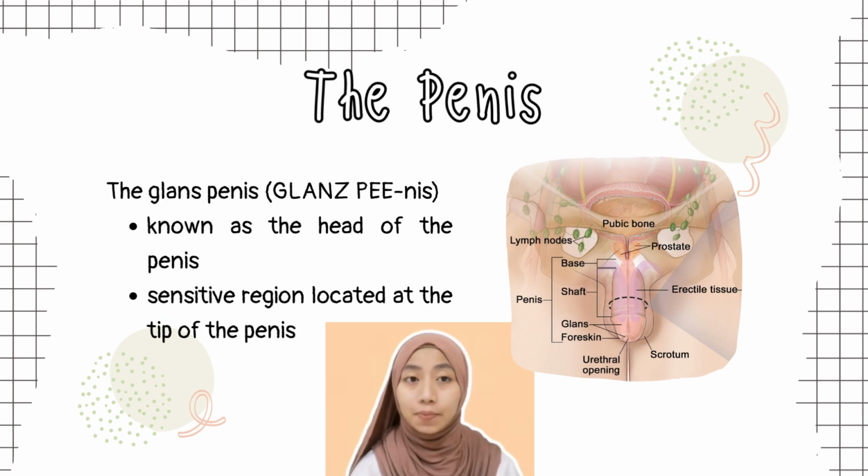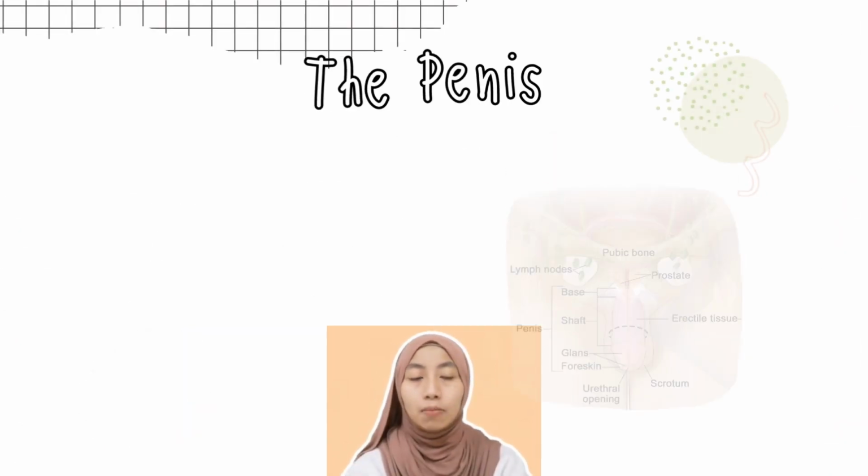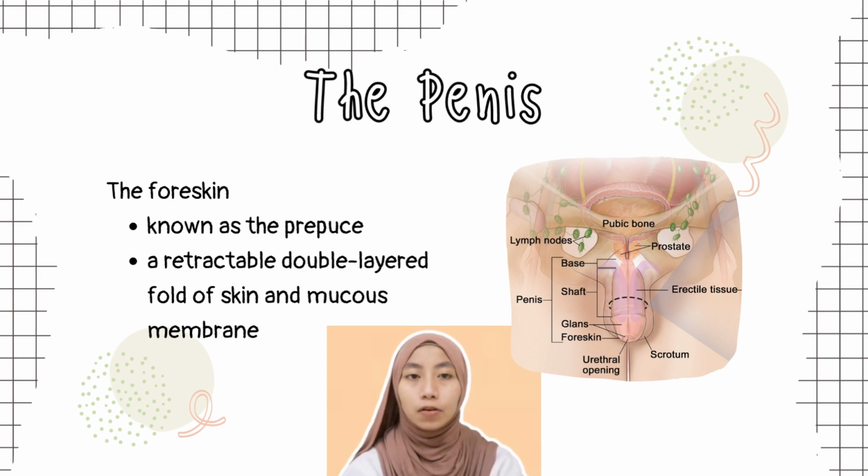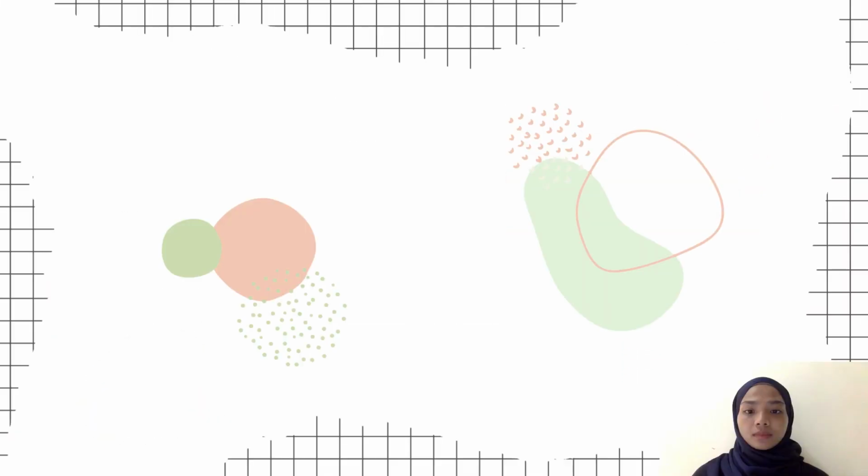Next is glans penis. The glans penis is known as the head of the penis. The glans penis is the sensitive region located at the tip of the penis. Moving on to the foreskin. The foreskin, also known as the prepuce, it is a retractable double-layered folds of skin and mucous membrane that cover and protect the glans penis.